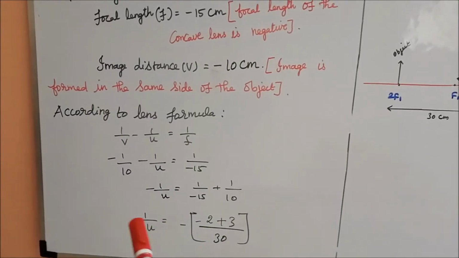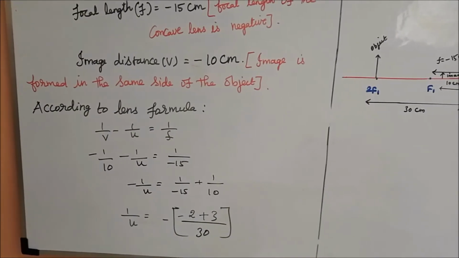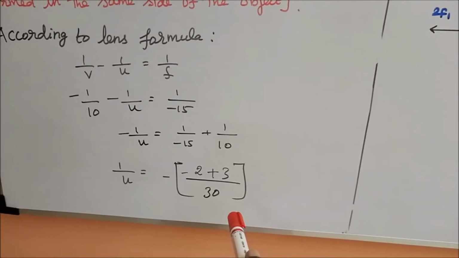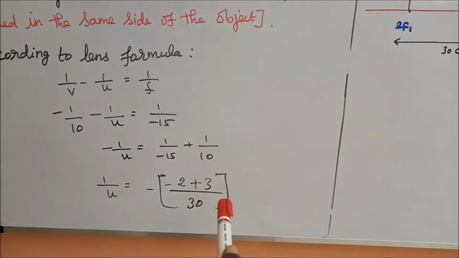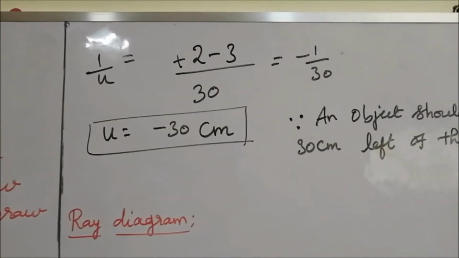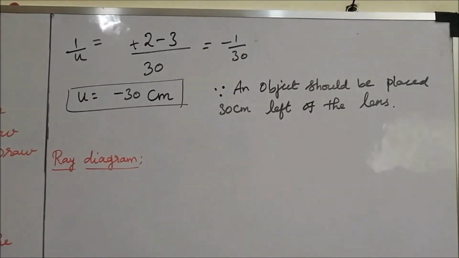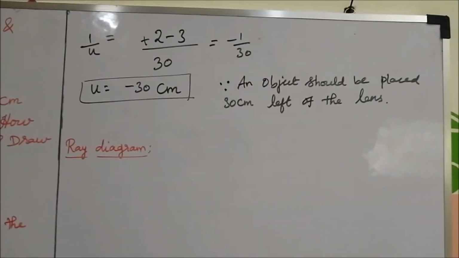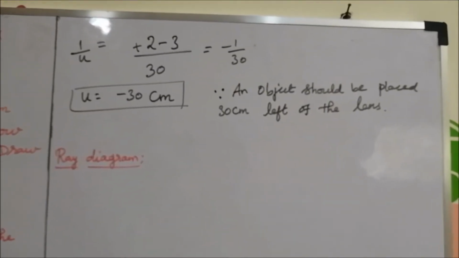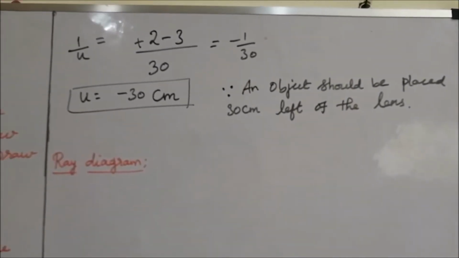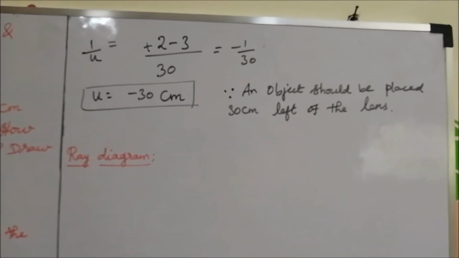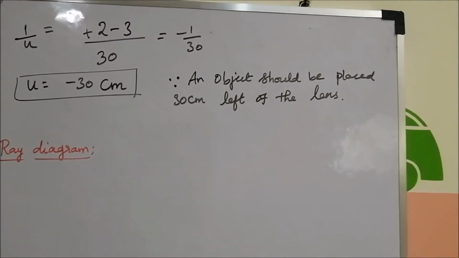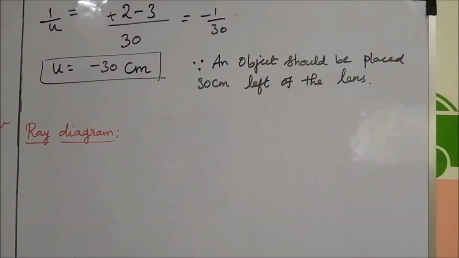So 1 by U is equal to, this negative sign comes to the right hand side, and if we multiply this minus into the bracket, then 2 becomes plus 2 and 3 becomes minus 3. So 1 by U is equal to plus 2 minus 3 divided by 30. So we are taking the LCM for minus 15 and plus 10. The LCM is 30. The answer is minus 1 by 30 and U is equal to minus 30 centimeter. Therefore, an object should be placed 30 centimeter left of the lens.